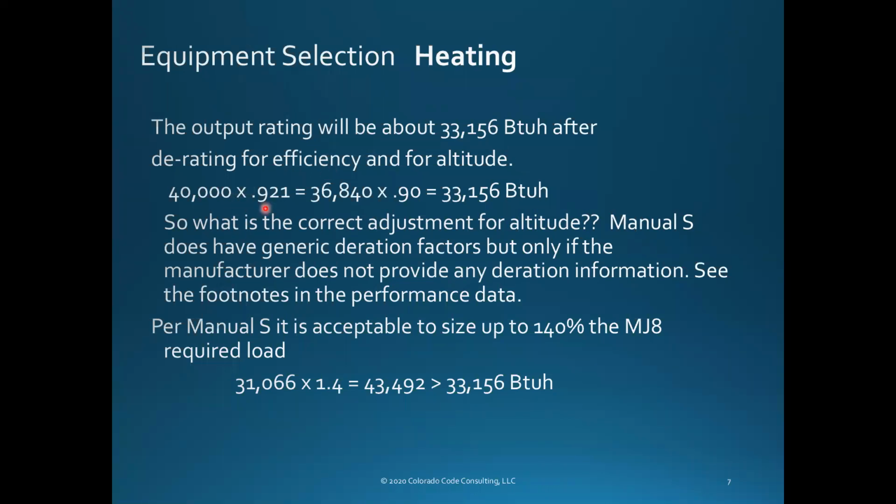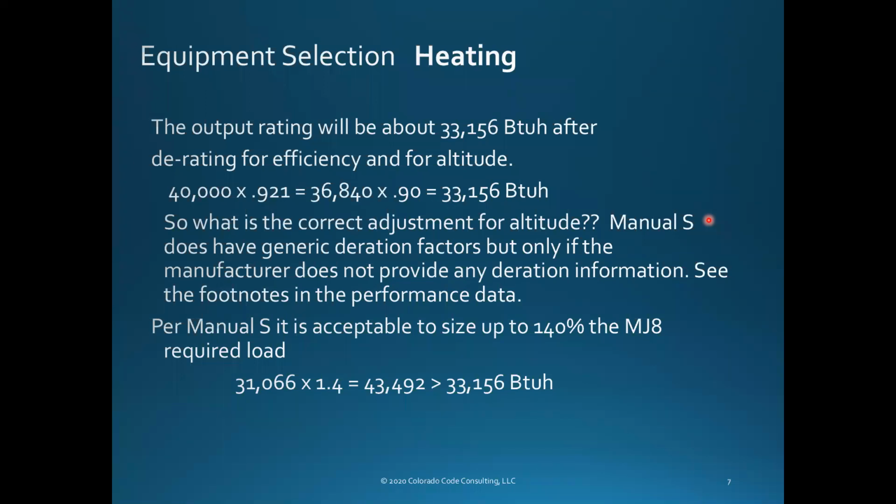So here's the math, and we'll tell you how we got there. The first one's easy. 40,000 times 0.921 gives us 36,840, and we're going to reduce it by 10%, and that gives us this total output at altitude. Now you're asking, what is the adjustment for altitude for a gas-fired appliance? Well, we've got Manual S. There's a whole chapter on adapting for altitude. But we're going to look at the actual performance piece for the appliance itself.